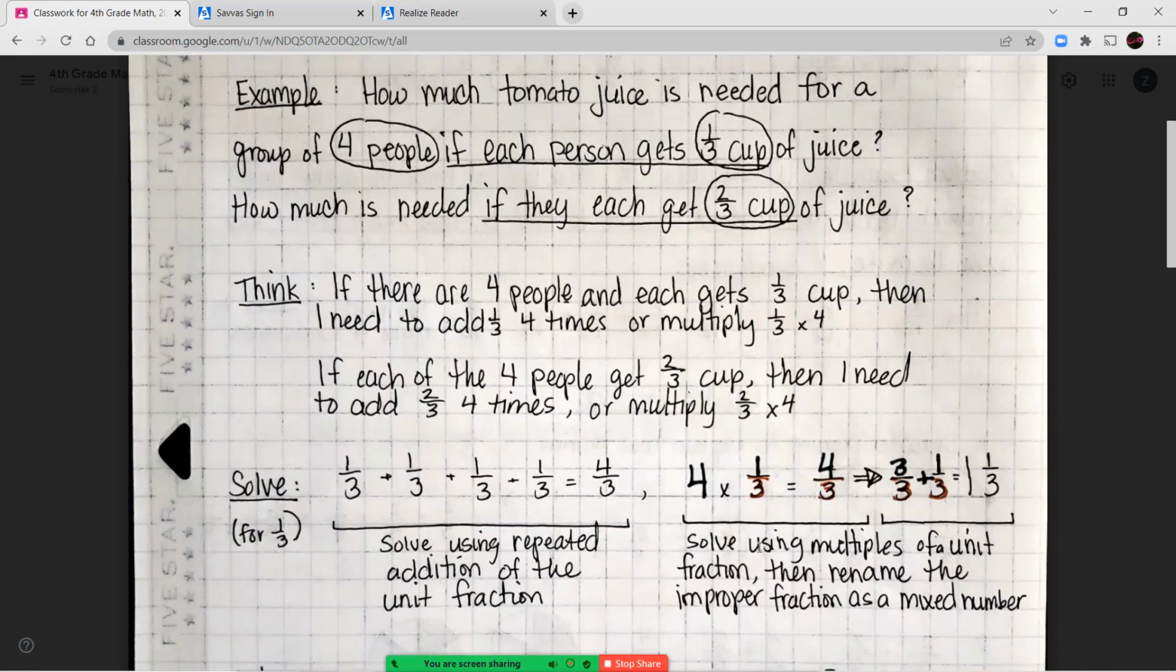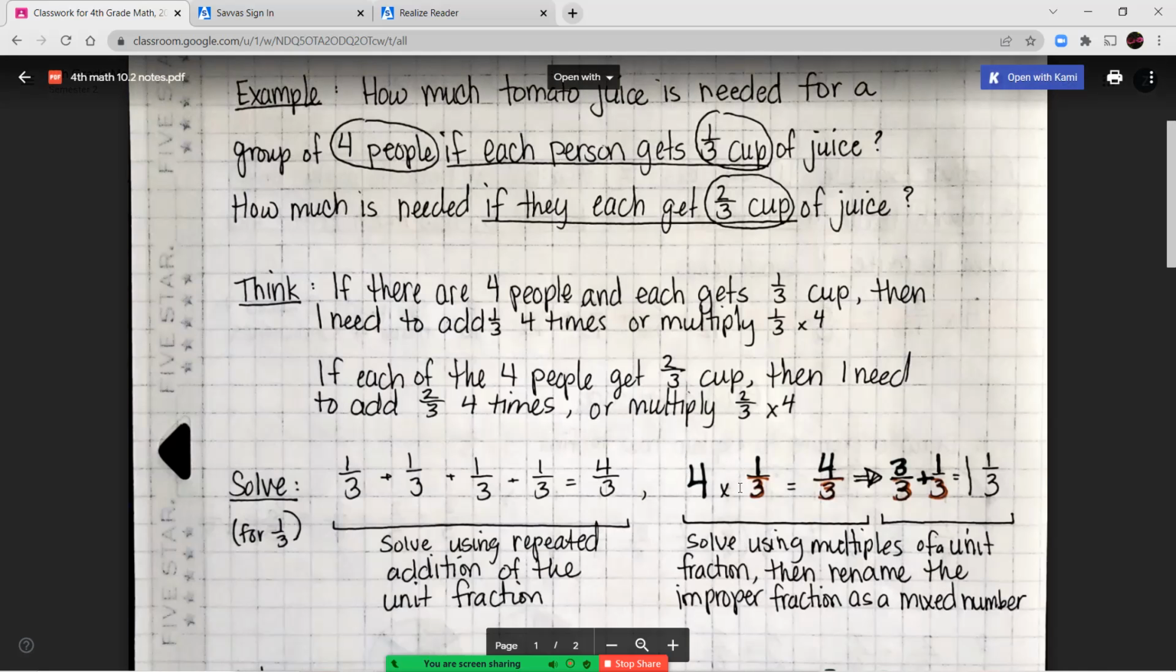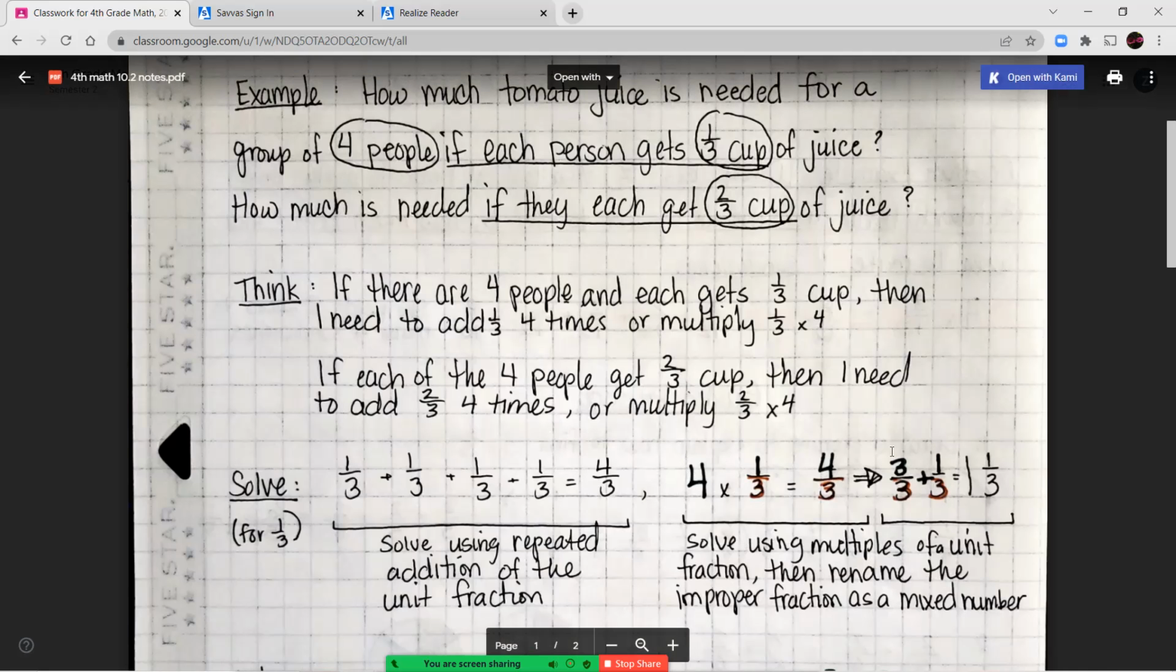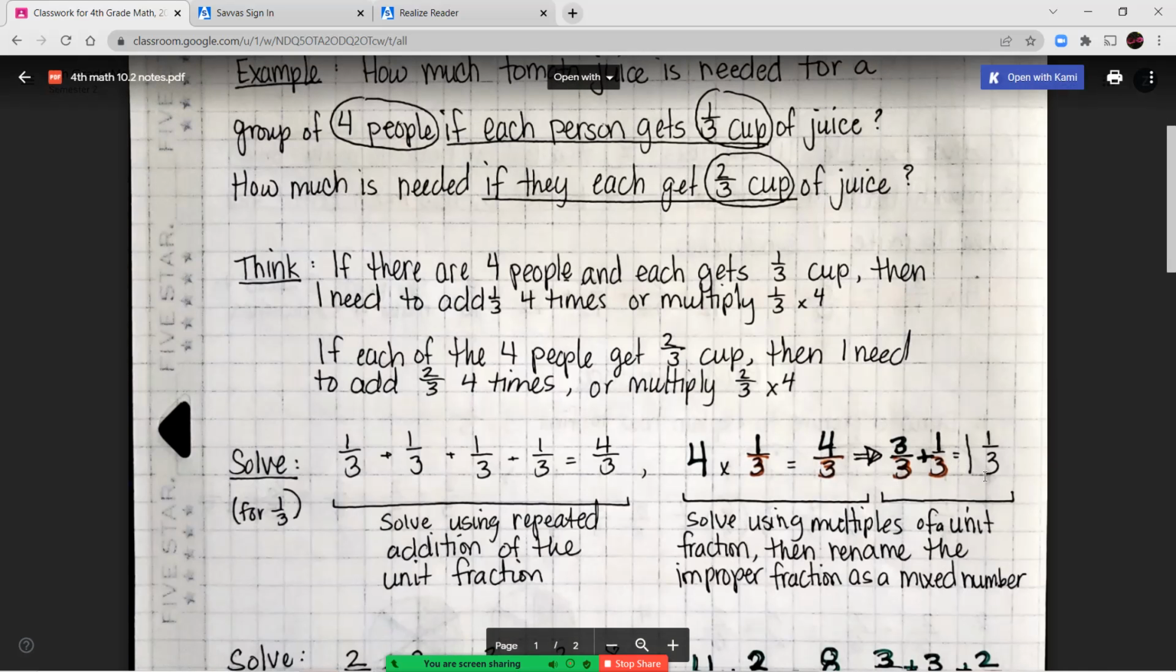So this is using repeated addition of a unit fraction. Or I can do it as multiples of a unit fraction and then rename my improper fraction as a mixed number. So I could do 4 times 1/3, which equals 4/3. Now we know 4/3 is going to be 3/3 plus 1/3. So we have a whole plus 1/3, which equals 1 1/3 cup.